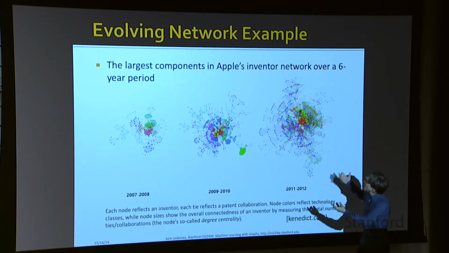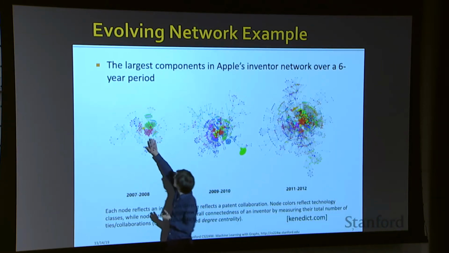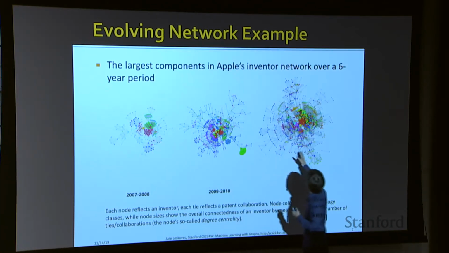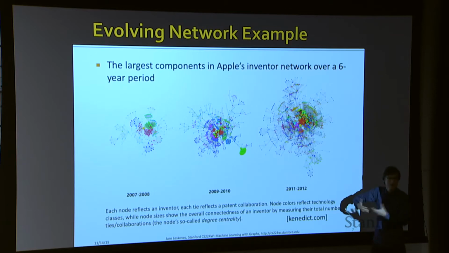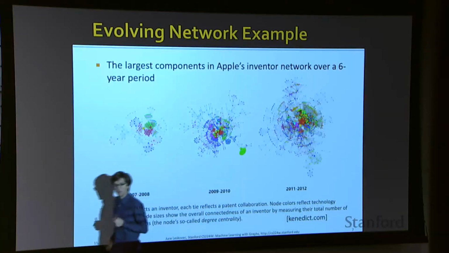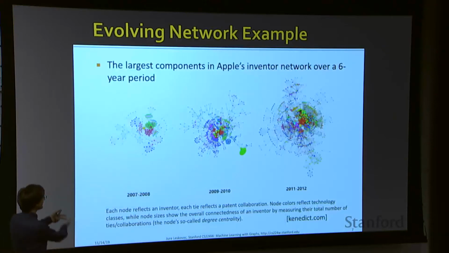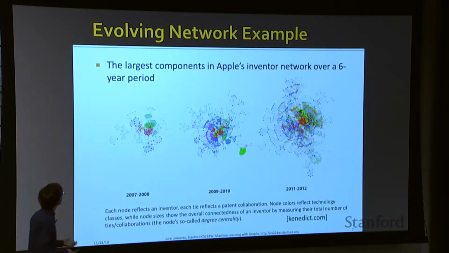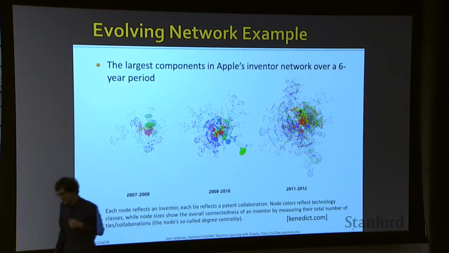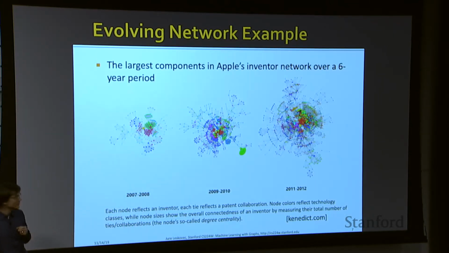And then colors mean different technology areas or classes. And again, there is something very interesting here. The colors seem to be very clustered. But as time goes on, you can see that these colors are less clustered. So it means that these patents, these collaborations, seem to be more interdisciplinary, at least at the Apple company, as time goes on. And you know, Apple is interesting because this was probably the best time for Apple, and Steve Jobs was around, and good stuff like that, right? So just more examples of how you can think about evolving networks.